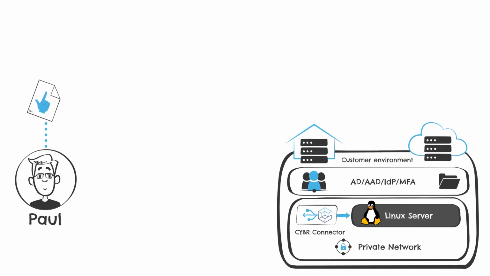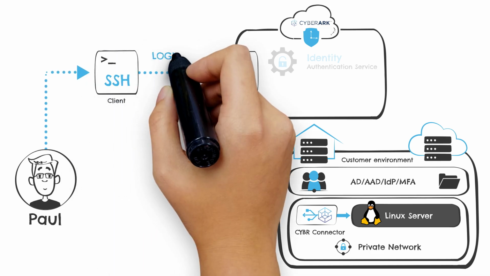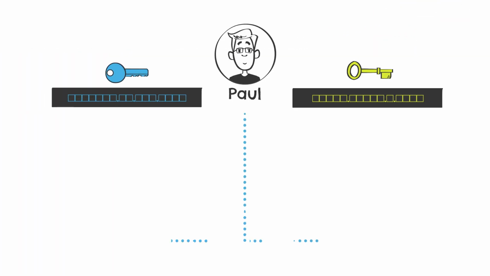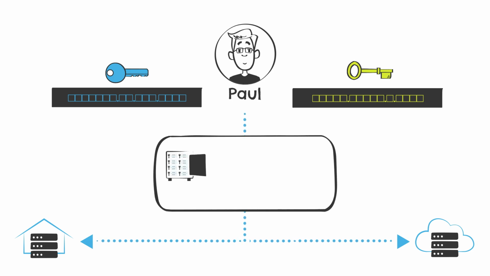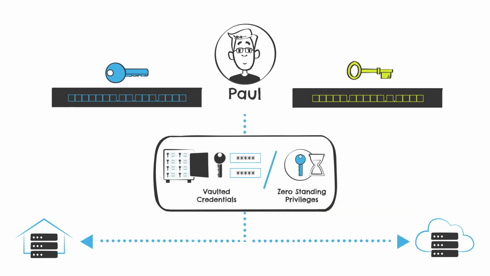To establish a connection, Paul needs to send the request to the CyberArk hosted service through the SSH gateway. To do this, Paul opens the SSH client of his choice and enters the login credentials, which may look different depending on whether the target server is hosted on-premises or in the cloud, and whether Paul will be connecting with vaulted credentials or zero standing privileges.